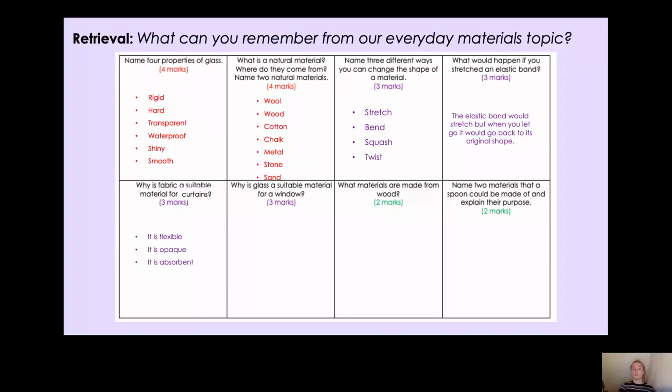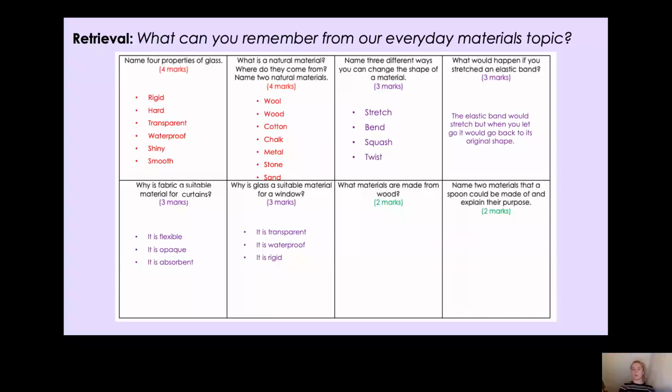Then we've got why is glass a suitable material for a window? So again, I've thought of 3 reasons, but you might have thought of some other ones. So that it is transparent, so you can see through it. It is waterproof, so the rain doesn't come in. It is rigid, so when it's windy, it doesn't bend.